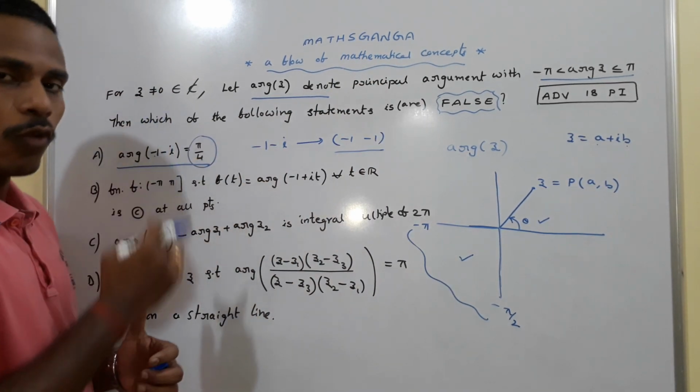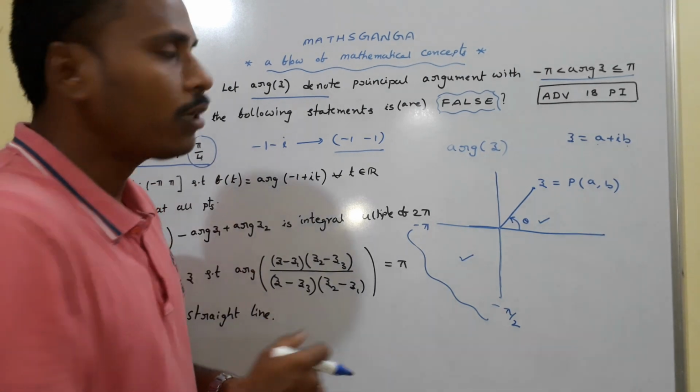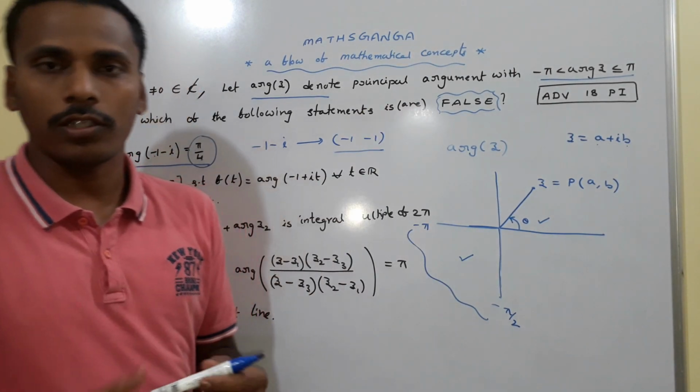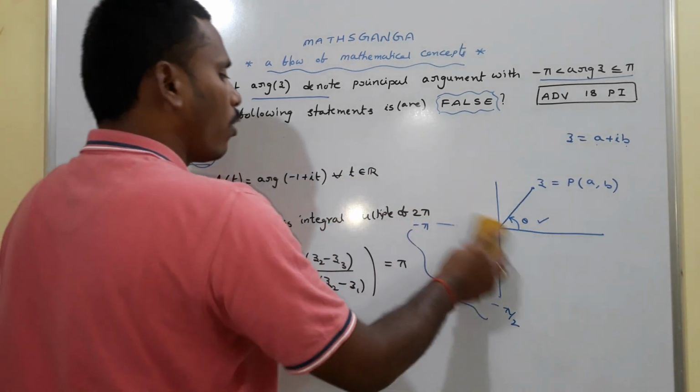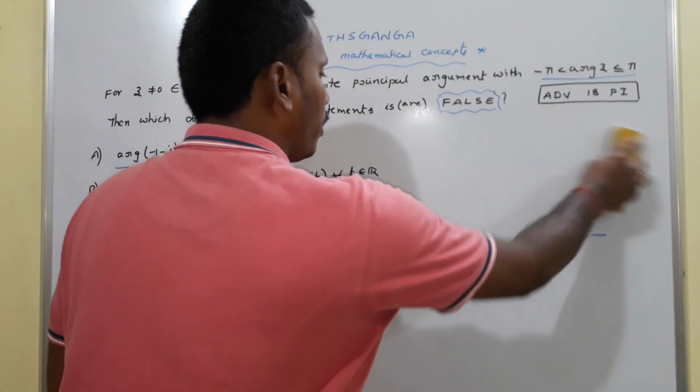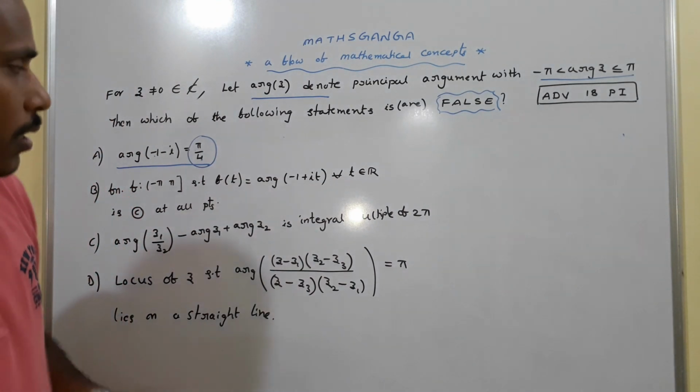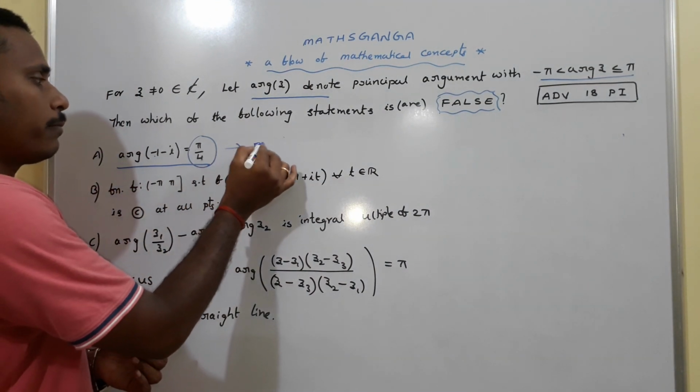The statement is false, but we need to mark that one because we need to mark the false options. So option A is one of the required options. Then coming to the second statement. See, the first was the false statement.